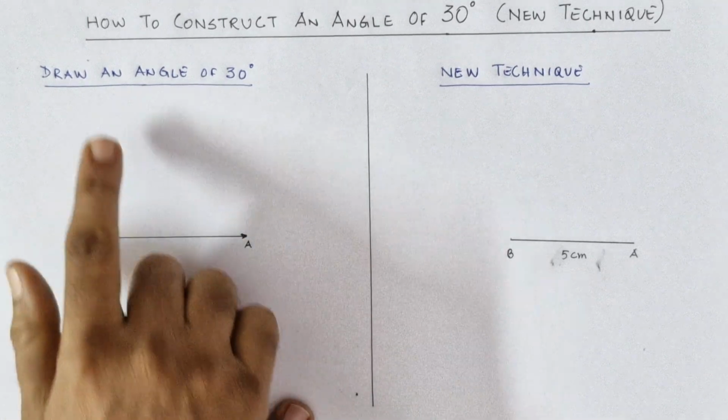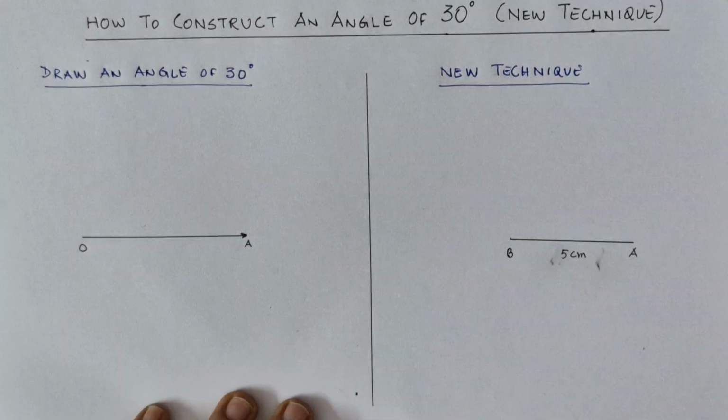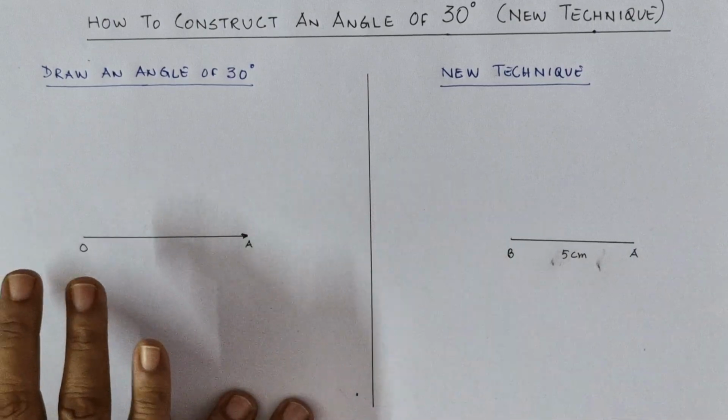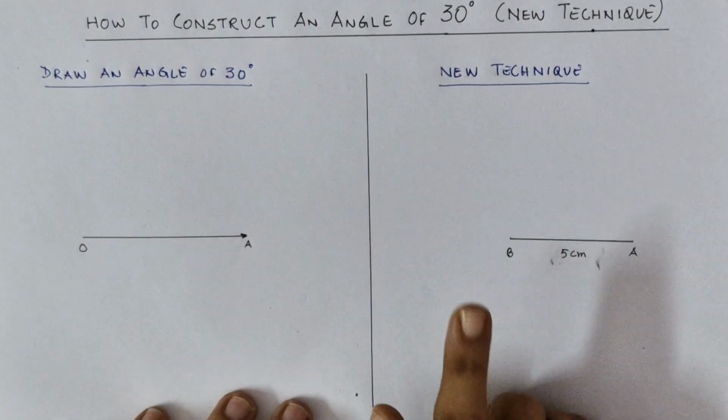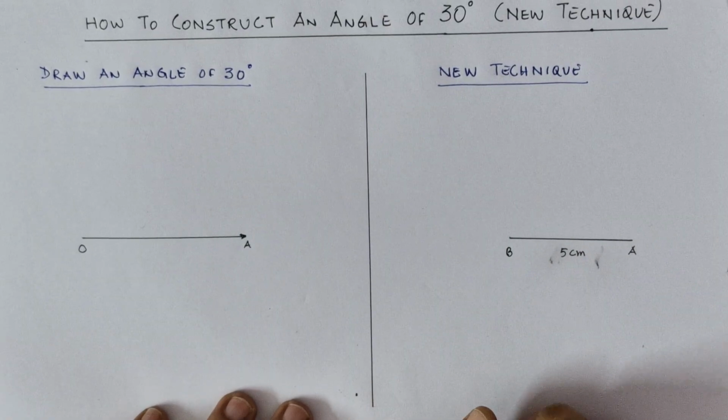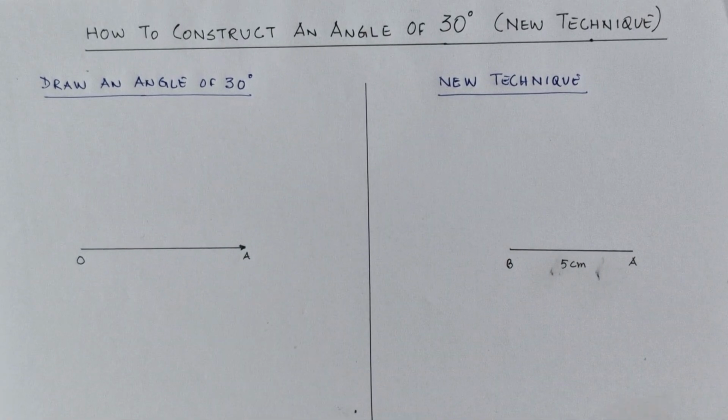In the left half, I'll be showing drawing an angle of 30 degree in a usual way or in a very familiar way that you know, and this is obviously the fastest way. And on the right hand side, I'll show you a new technique of drawing an angle of 30 degree. So watch the full video, students.